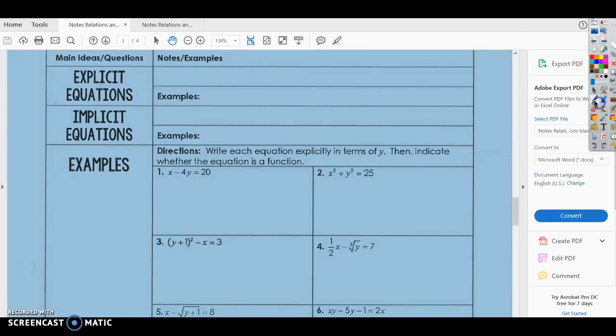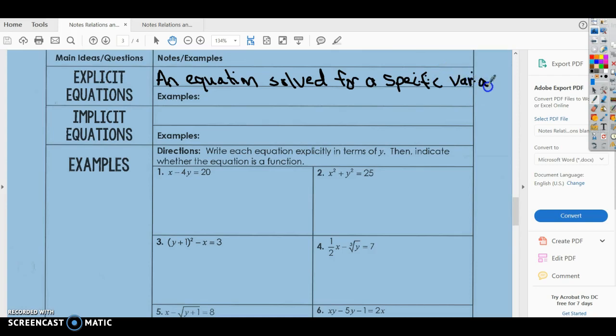An equation solved for a specific variable.